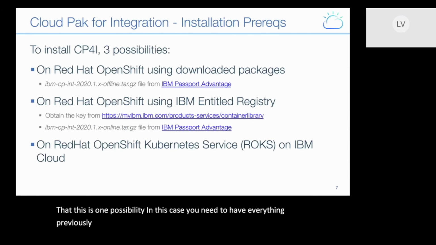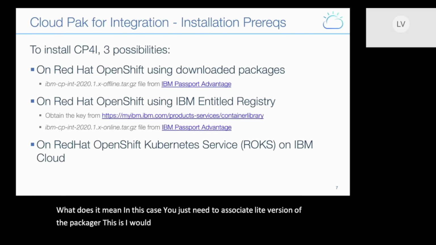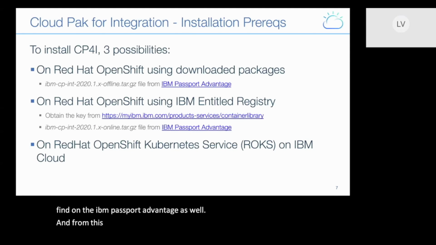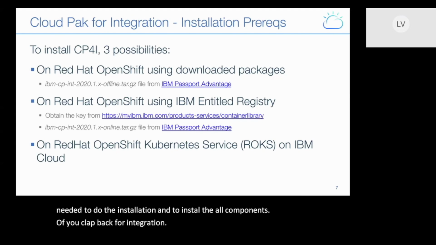The second one, this is the online installation. What does it mean in this case? You just need to instantiate a light version of the package. This is, I would say, the installer, the entry point. You will find it on IBM Passport Advantage as well. And from this, the installer will upload all required packages needed to do the installation and to install all components of your Cloud Pak for Integration. That's up to you to select the way you want to do the installation regarding your situation and your environment.